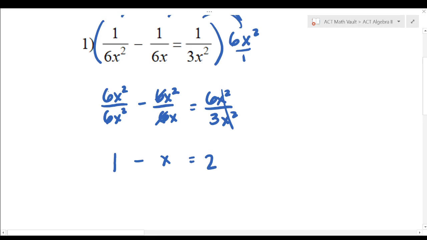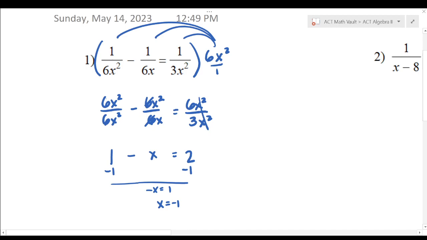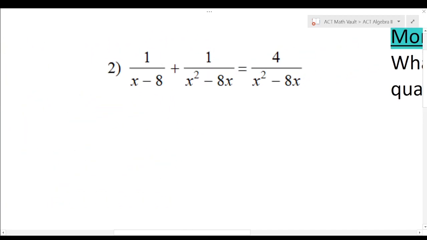Okay, so solve, minus 1, negative x equals 1, so x must equal negative 1. Okay, final answer. x is equal to negative 1. Let's use the same tactic for this one. Looks a little bit harder.